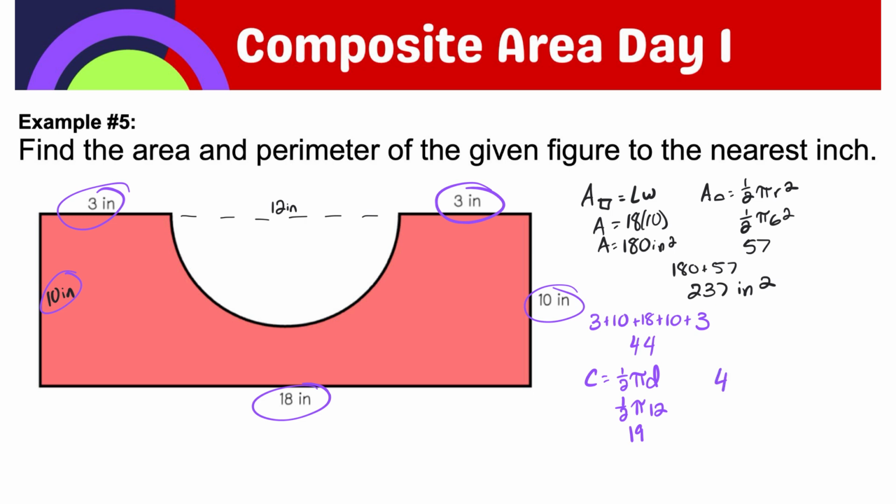So it'll be 44 plus 19, and that adds up to 63 inches. And that's going to be your perimeter. So again, our perimeter is 63 inches. Our area was 237 inches squared.